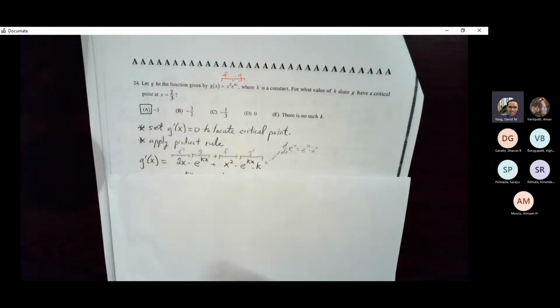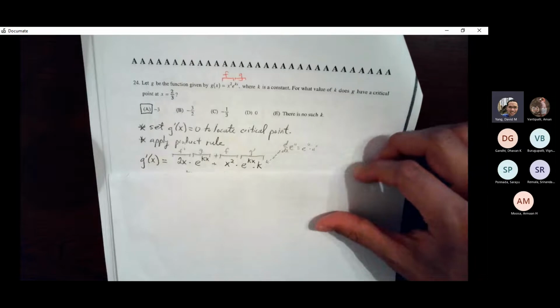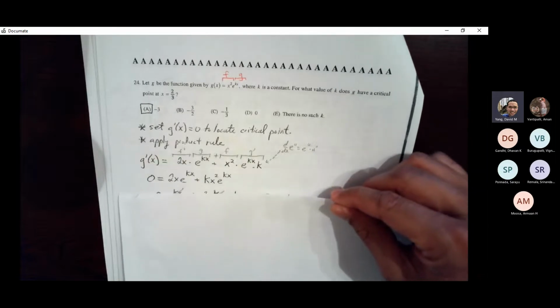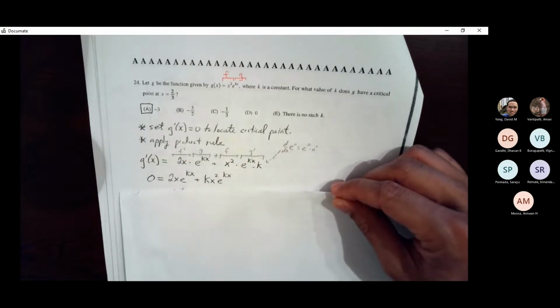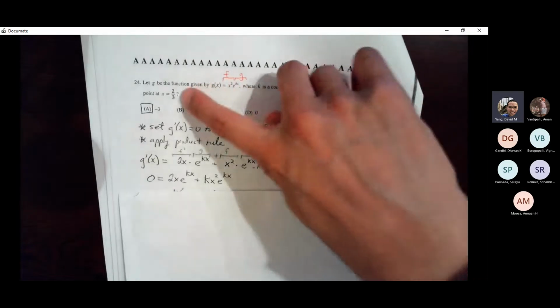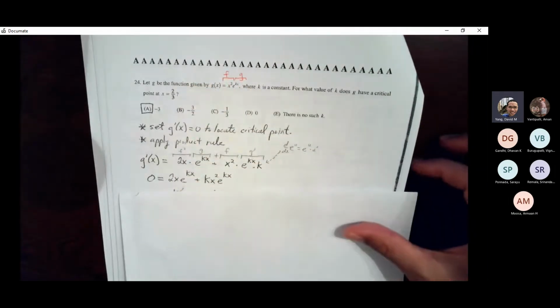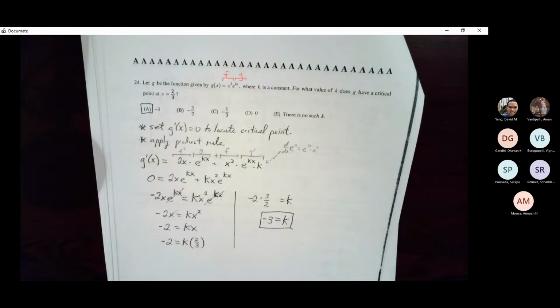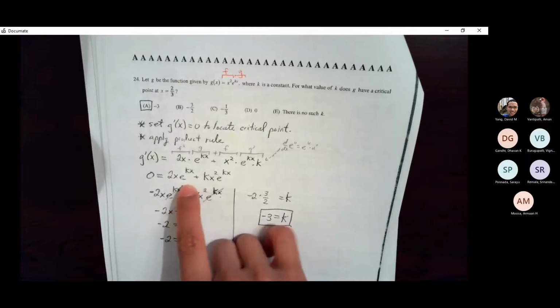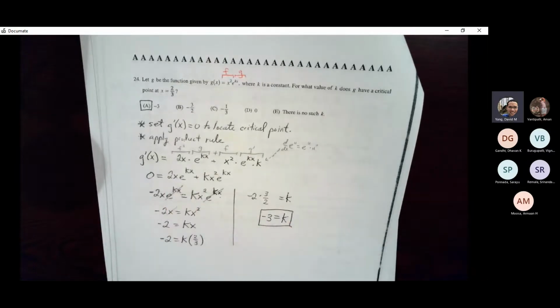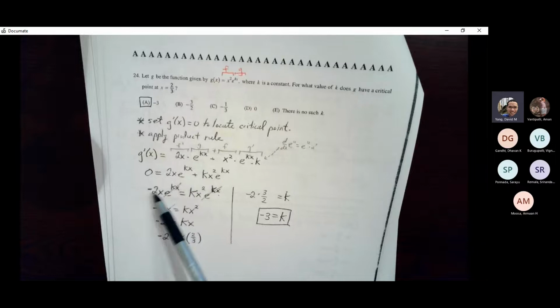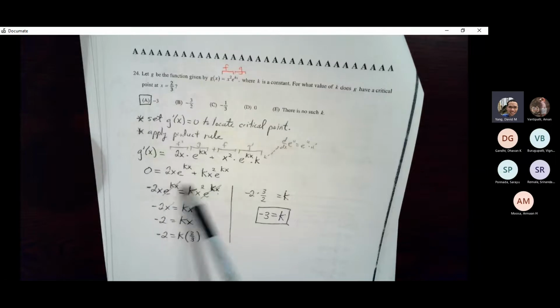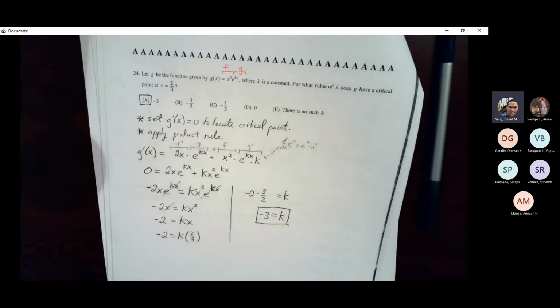We replace our g prime with 0, because to find a critical point, we're going to have to set our derivative equal to 0. And now we can just replace our x with 2/3 and try to find our way to our k value. Some things can also cancel out already. I can bring the first term to the left side of the equation, and the e to the kx completely goes away. I'm just left with negative 2x equals kx squared.